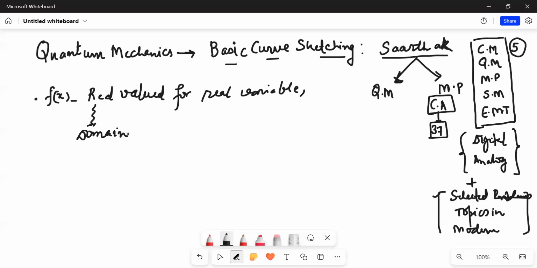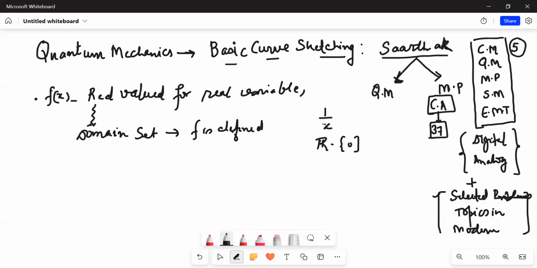And you are all wise enough to understand what domain means. Domain set means where your function is defined. So for example, if I ask what your function 1 upon x domain would be, instantly you would say that it would be R except 0. Except 0, you can have everything.